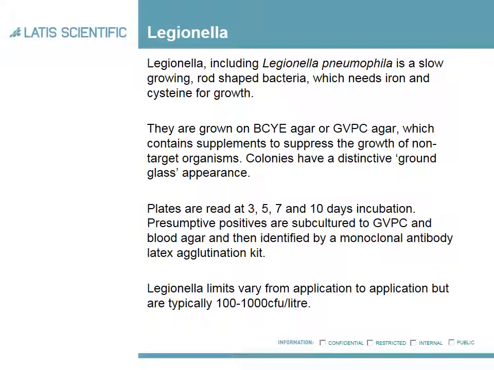Legionella are another major organism which we do testing for. So including Legionella pneumophila, they're a slow-growing rod-shaped bacteria, and they need iron and the amino acid cysteine to grow. So they're grown on either BCYE, buffered charcoal yeast extract agar, or GVPC, which is glycine vancomycin polymyxin cycloheximide agar, which is a terrible mouthful and is a long list of supplements which suppress the growth of non-target organisms, because Legionella, it being a slow-growing organism, can sometimes be overwhelmed by faster-growing organisms when you're culturing it.